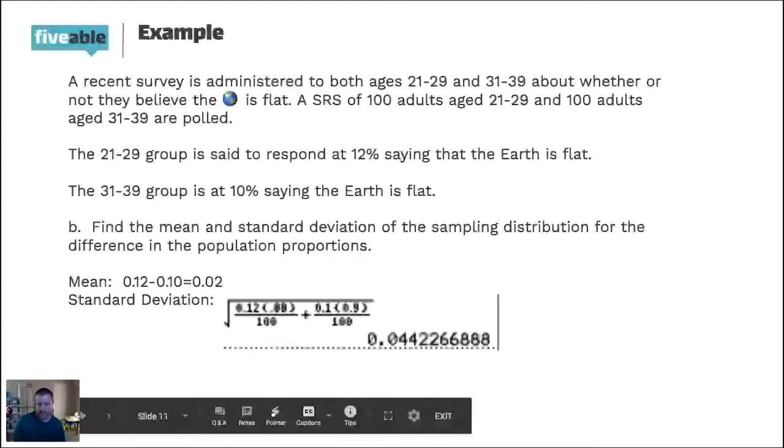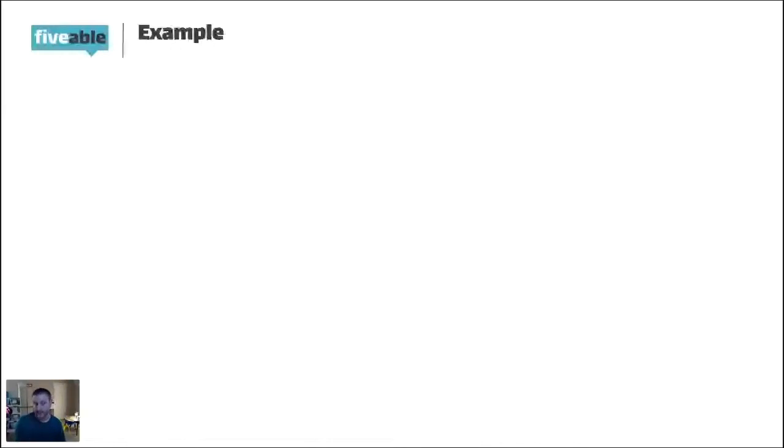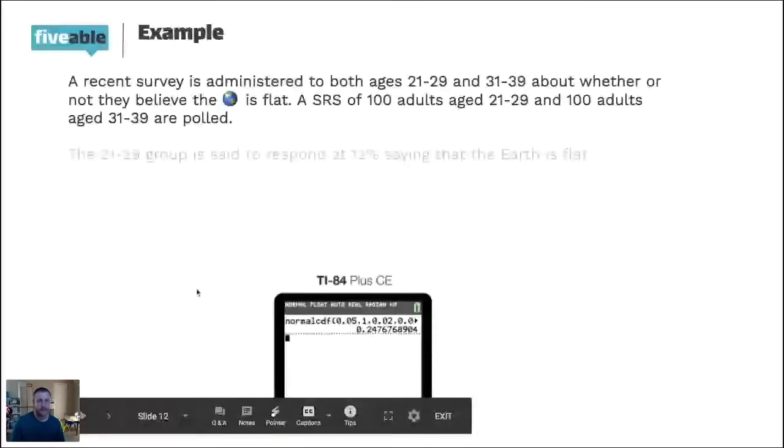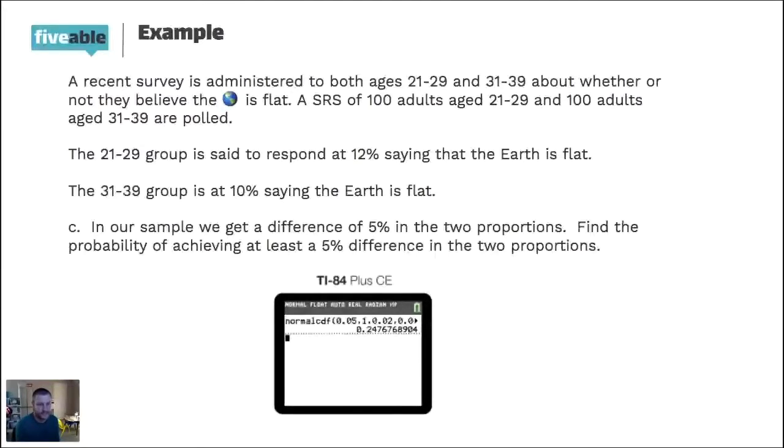So you can think, normal curve, empirical rule, adding so many standard deviations and subtracting so many standard deviations to sort of put together our curve here. Okay. Oh, man, my answer already came up. Oh well, we'll talk about it. In our sample, we get a difference of 5% in the two proportions. Find the probability of achieving at least a 5% difference in the two proportions.